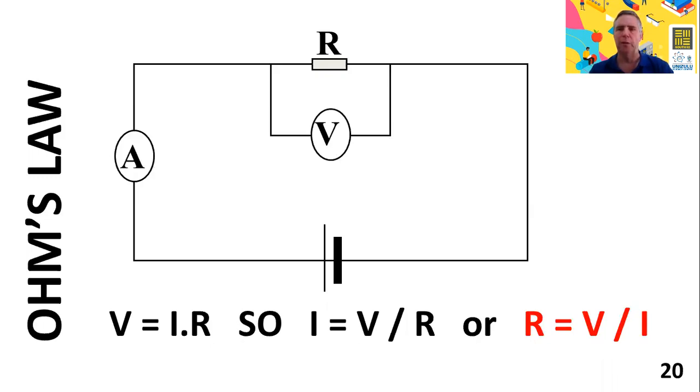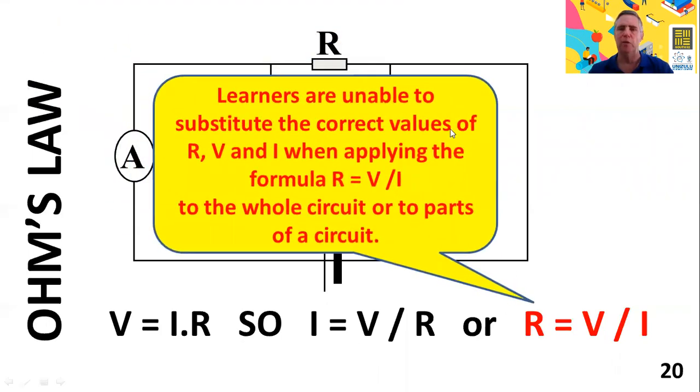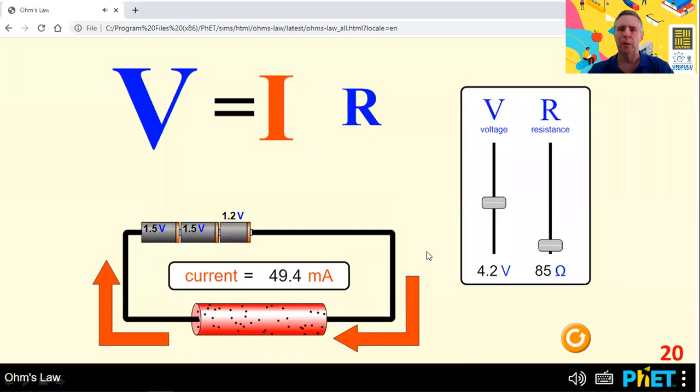Now, again, this might look trivial and too easy, but the examiner last year commented learners are unable to substitute the correct values of R, V, and I when applying the formula R equals V over I to the whole circuit or to parts of a circuit. So this is important, and we need to understand the direct and inverse relationships. And we're going to do that by having a look at another PhET simulation, this one called Ohm's law.